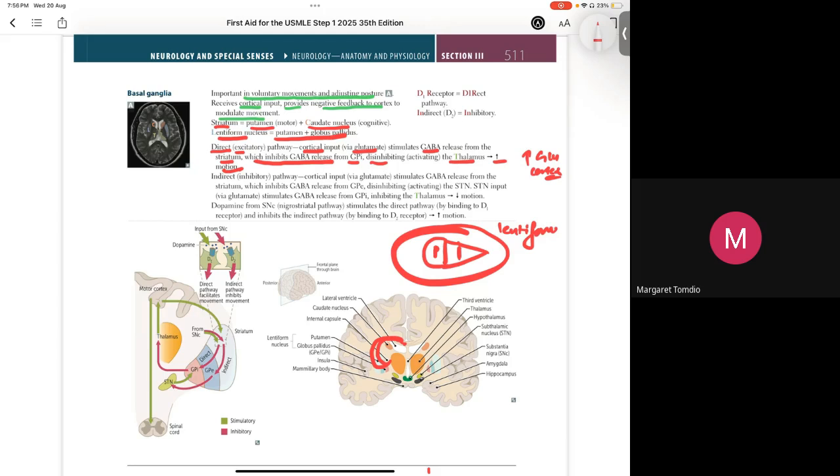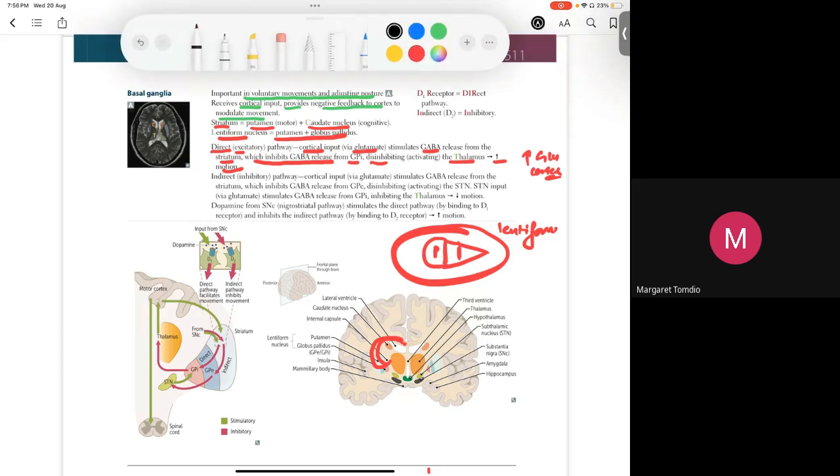For the indirect pathway, you can see that it has glutamatergic cortical input. We know that it stimulates GABA release from the striatum, which inhibits GABA release from the GPe, disinhibiting the STN. STN input via glutamate stimulates GABA release from the GPi, inhibiting the thalamus, inhibiting the motion. You can compare it with the pathway which I have drawn. Is it clear?